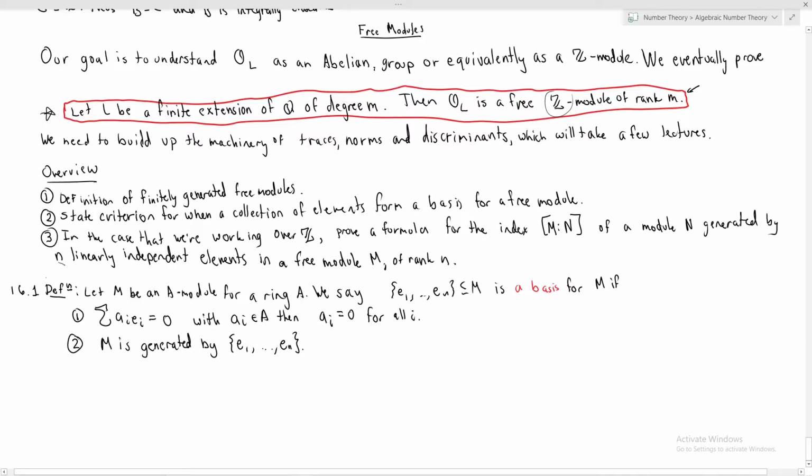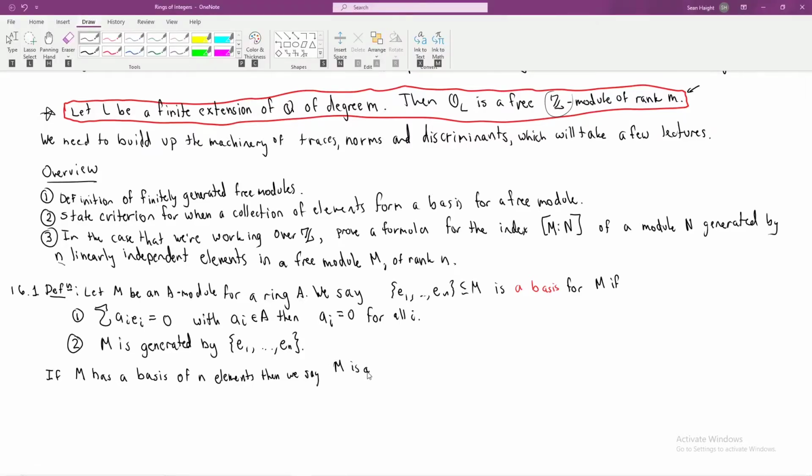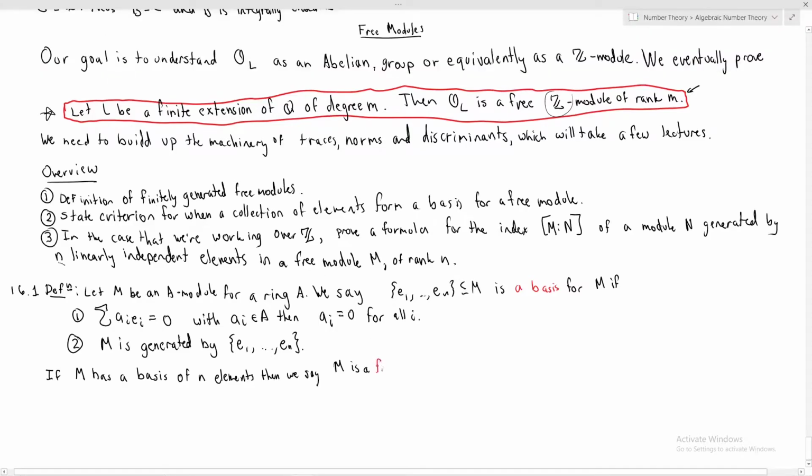So a basis is basically a linearly independent spanning set, and if M has a basis of n elements, then we say M is a free module of rank n over A.